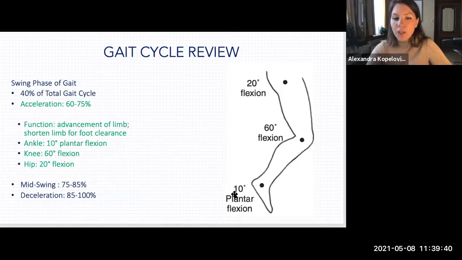Here, as we need to swing the lower extremity, we of course need to shorten the limb. So we're going into less plantar flexion. At toe off we were going into 20 degrees of plantar flexion. Here, we're in 10 degrees of plantar flexion, so we're slowly shortening the limb. We're going into more degrees of knee flexion, towards 60 degrees, and more degrees of hip flexion. We're at 20 degrees of hip flexion.